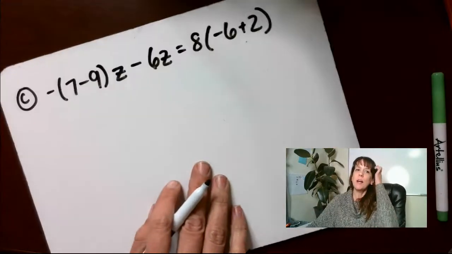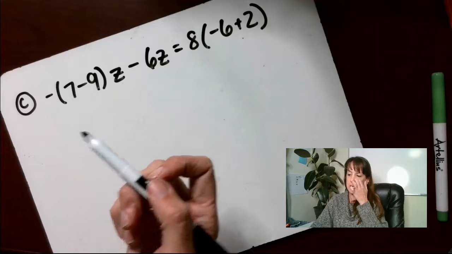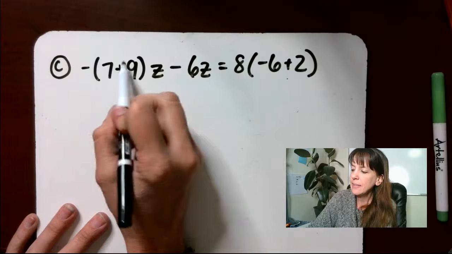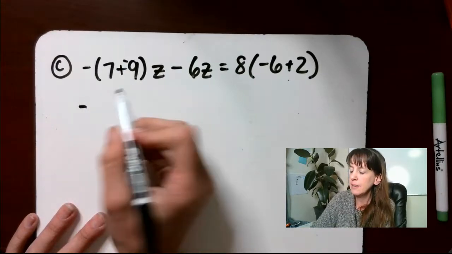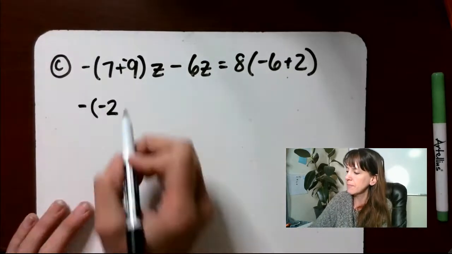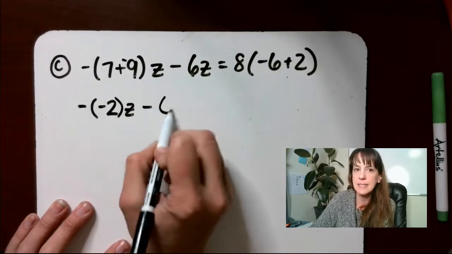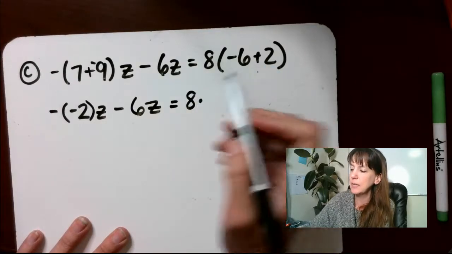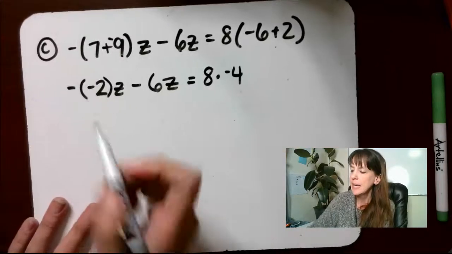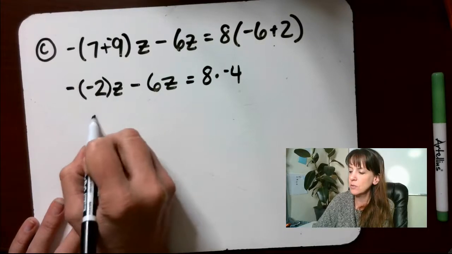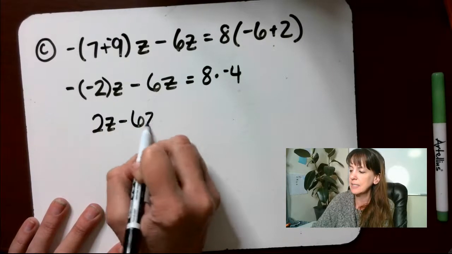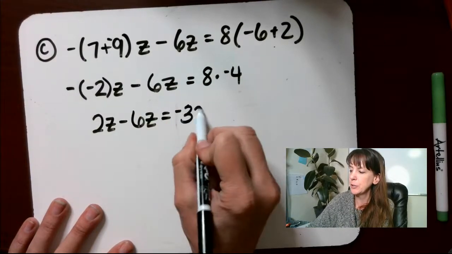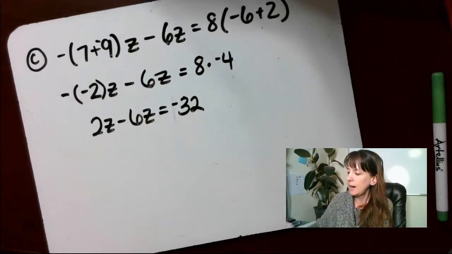All right, guys, so it doesn't really make a whole lot of sense to do distribution here. When we have these things inside the parentheses, we can do them first, right? So if I add the opposite here, I'm going to get negative 2Z minus 6Z equals 8 times, and then this will be negative 4, okay? Now, negative times a negative is a positive, so this is just 2Z minus 6Z equals negative 32.